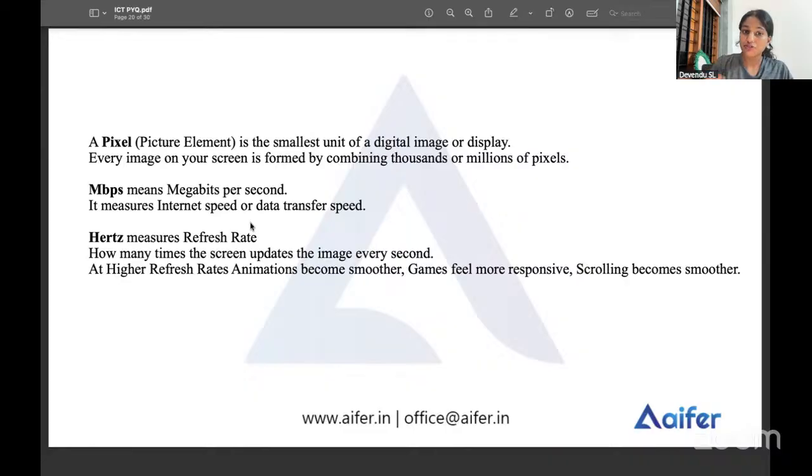Every image on your screen is formed by combining thousands or millions of pixels. So, in our screen, there are small dots which combine together to form an image on your screen.